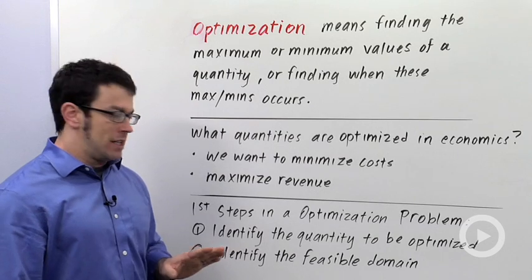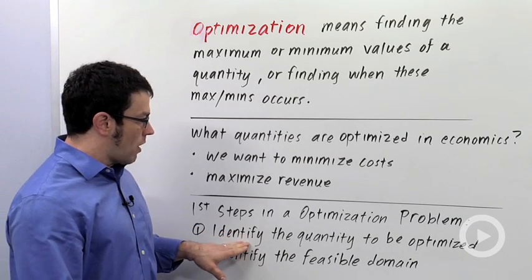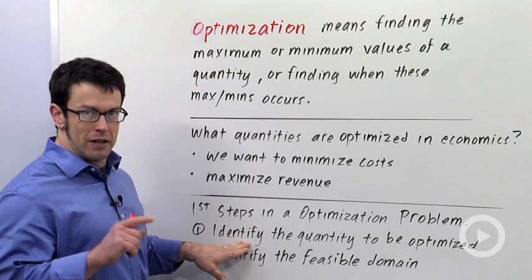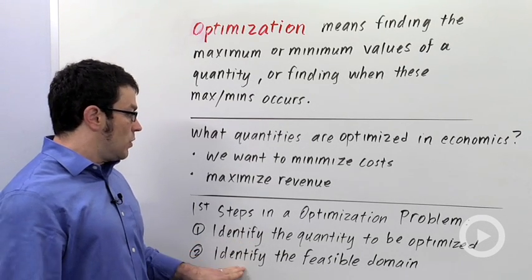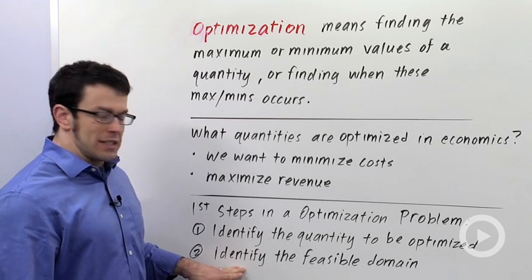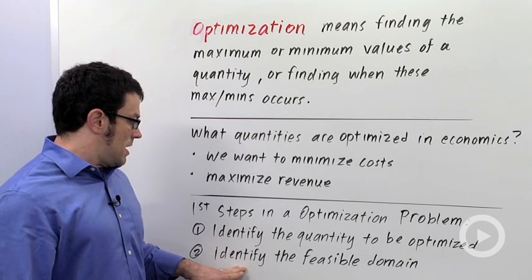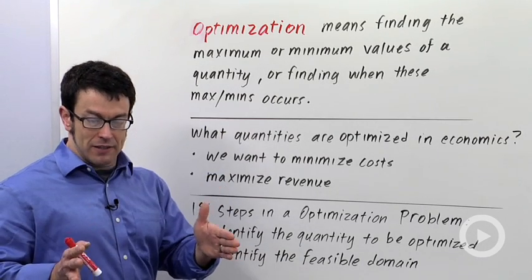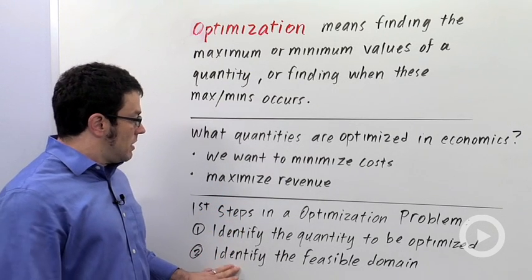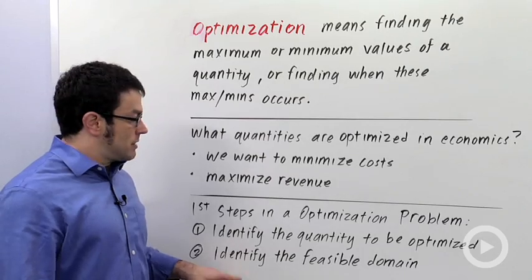First steps in any optimization problem, regardless of whether it's economics or anything else, you want to identify the quantity to be optimized. So read the problem carefully for clues as to what exactly is being maximized or minimized. You want to identify the feasible domain. This is important because it determines the method that you're going to use to optimize the problem. If you can make it so that the feasible domain is a closed interval, for example, you can use the closed interval method. So the feasible domain will be the domain of the function of the quantity to be optimized.